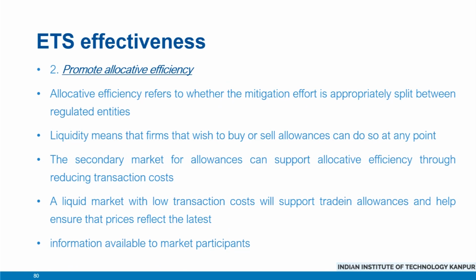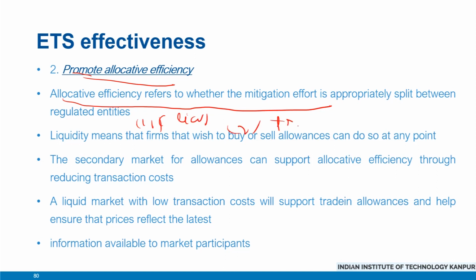Last but a very important aspect is to promote allocative efficiency. Now, allocative efficiency here refers to whether the mitigation effort is appropriately split between regulated entities. That is, allocative efficiency ensures that the lowest cost mitigation options are used to reduce emissions in a given time period. Ensuring broad coverage can further support allocative efficiency across the economy. And market design can also support allocative efficiency in two main ways. First, by ensuring sufficient liquidity, and second, by reducing transaction costs.